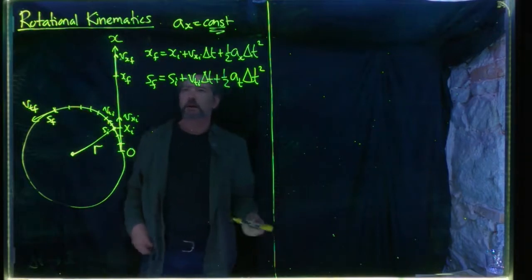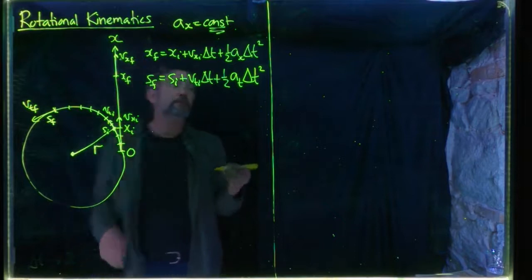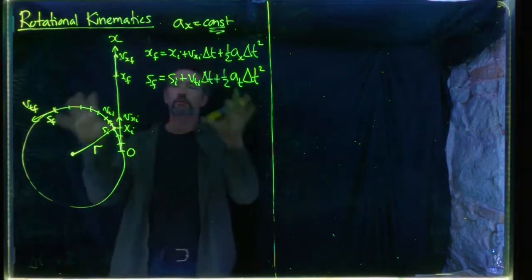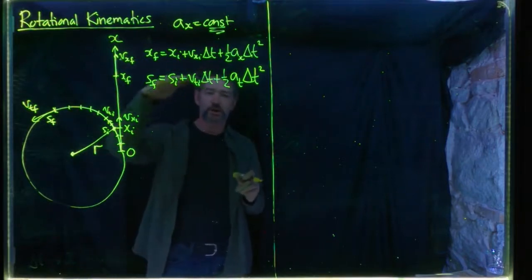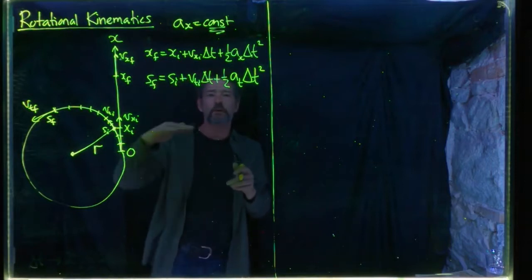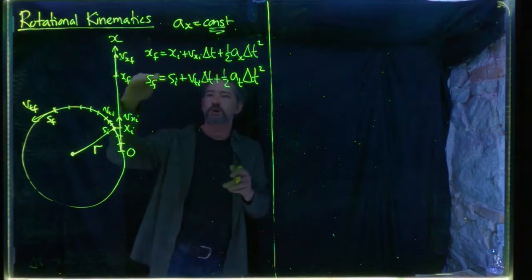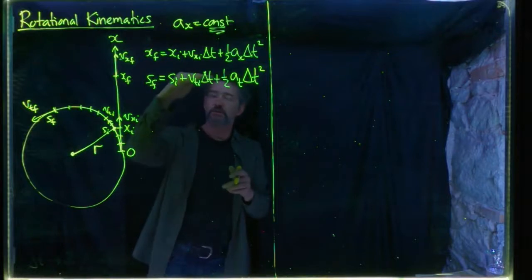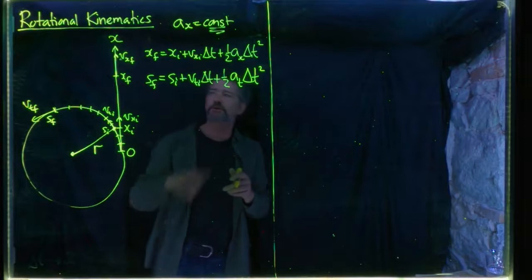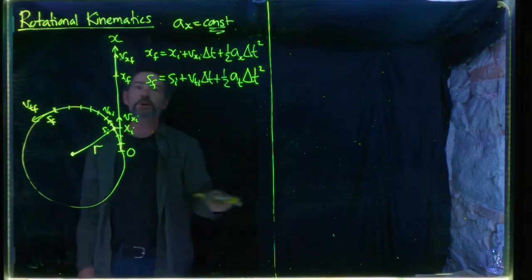Okay. But remember that whenever you're dealing with circular motion, there are tangential quantities and there are also angular quantities. So there are tangential positions and there are angular positions. There are tangential velocities and angular velocities. There are tangential accelerations and angular accelerations. And remember the relationship between these things.